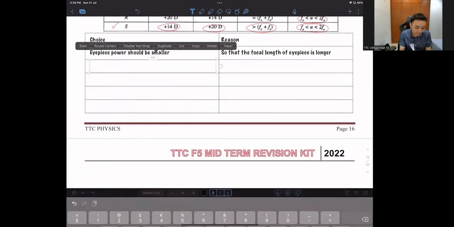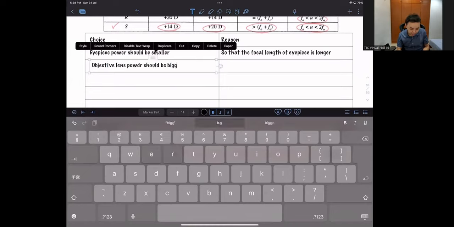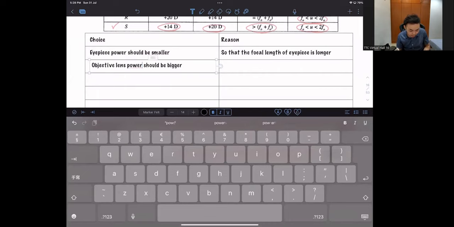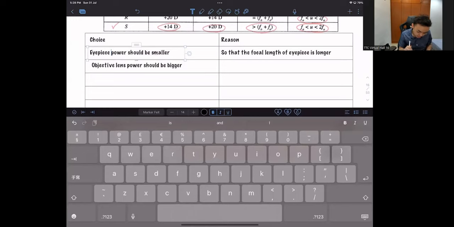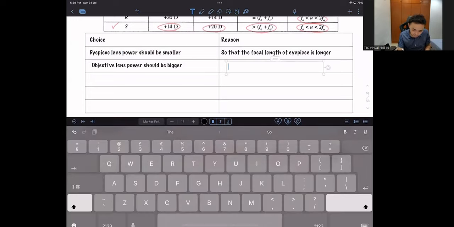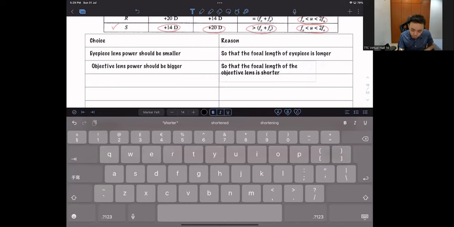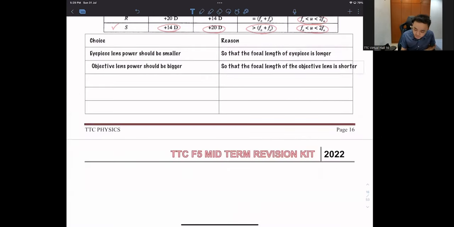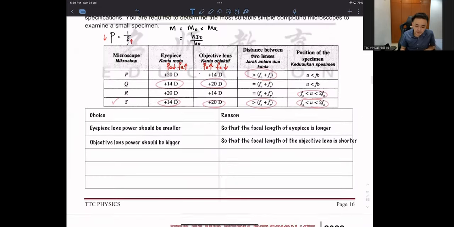Now, same thing here. You mention the objective lens power should be bigger, so that the focal length of the objective lens is shorter. Now, the two of them combined together will result in one thing, which is that your magnification will turn out to be larger. Something like that.